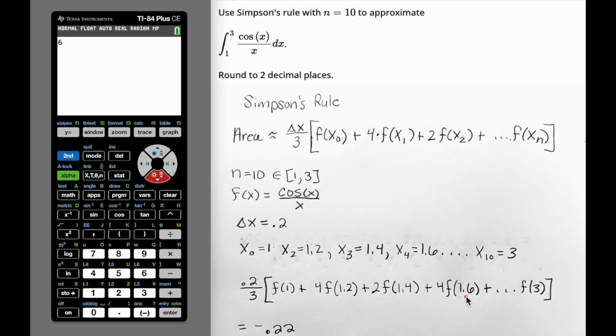once I get that sum, I multiply it by 0.2 divided by 3, and we'll get negative 0.22, which means there's more area under the curve below the x-axis than there is above.